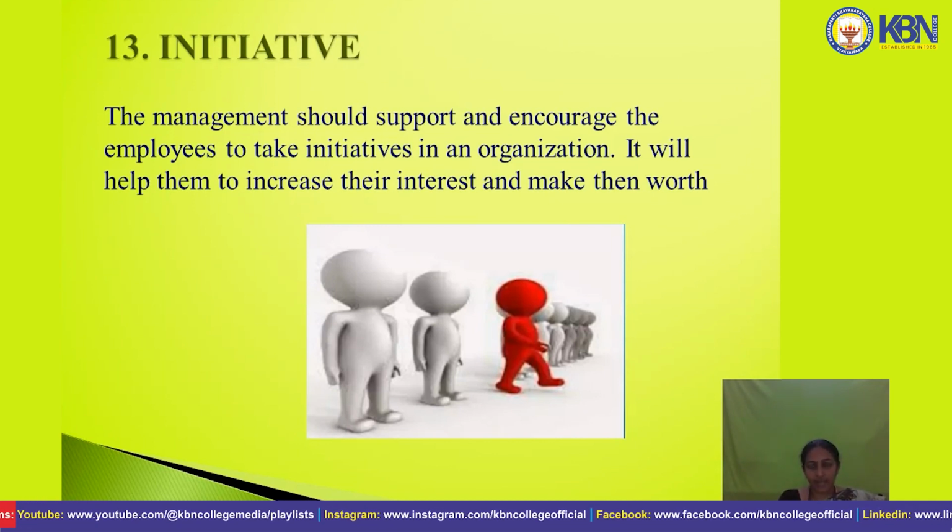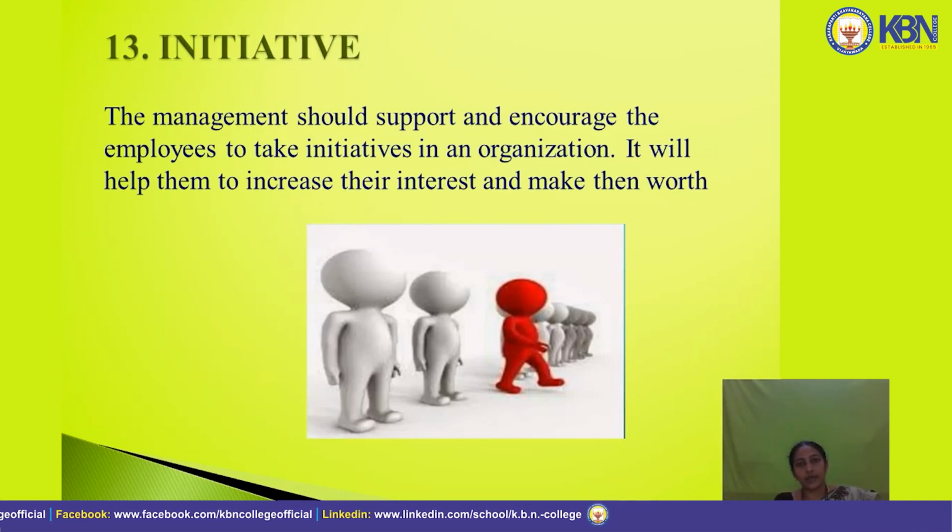If we receive any decisions or suggestions from the employees, the management should also support these employees and motivate them toward thinking out of the box, so that if any problem arises in the work, he has to think.